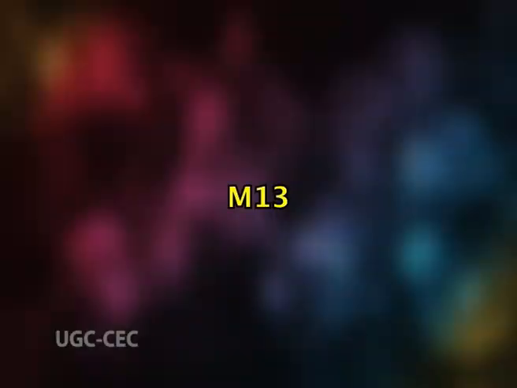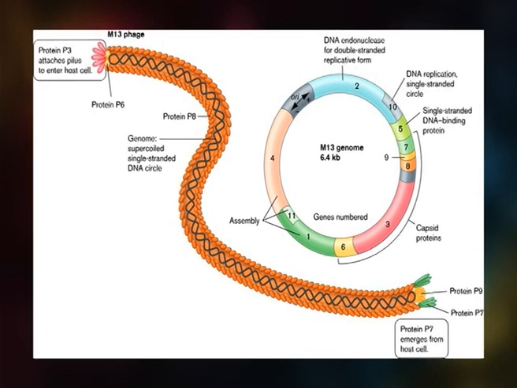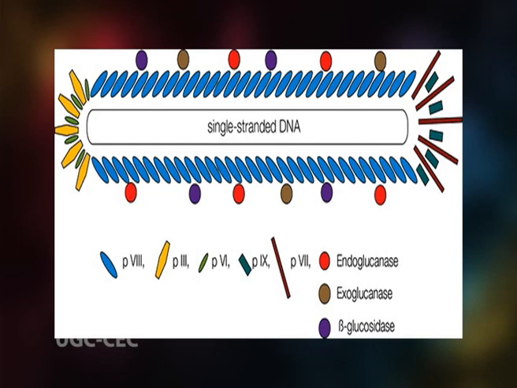Now the other vector, which is M13. M13 is a filamentous virus, 9 nanometer wide and 900 nanometer long, and has a smaller genome than lambda phage. Its genome is a single-stranded circular DNA. The 6.4 kilobase pair single-stranded circular DNA of the phage is encapsulated by 2710 identical protein subunits.